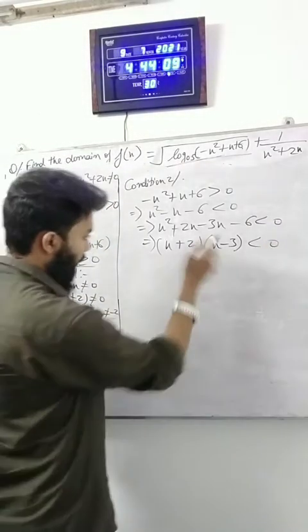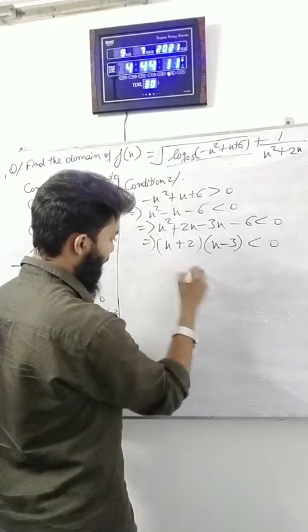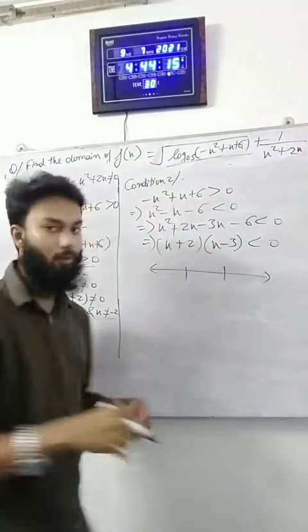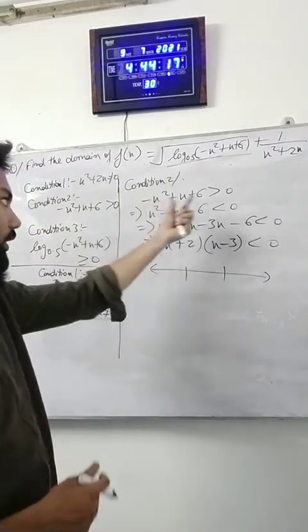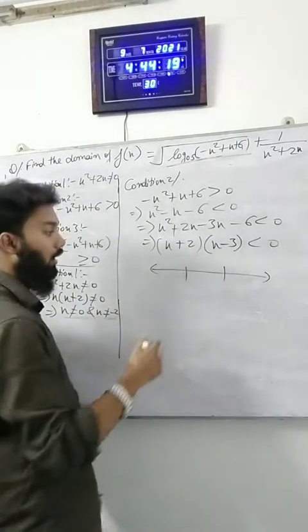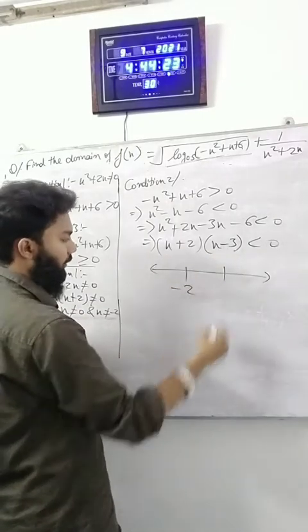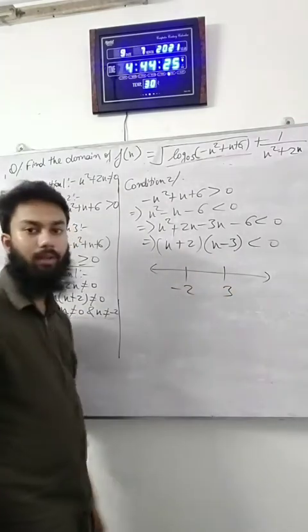Okay. So now to solve this quadratic inequation, I am going to draw a number line, and as usual, we solve this quadratic inequation in this way. I am going to write the two zeros here. What are the two zeros? The first zero is minus 2 and the other zero is 3.